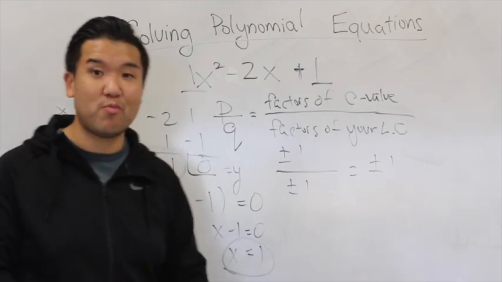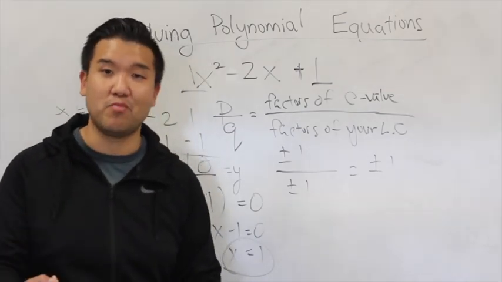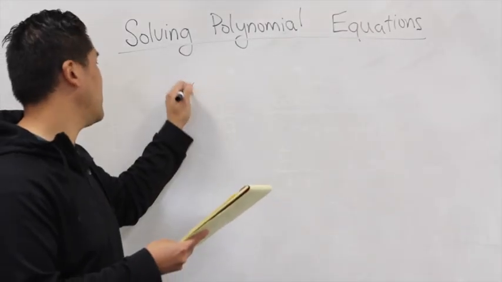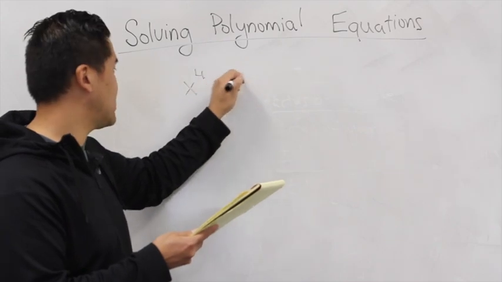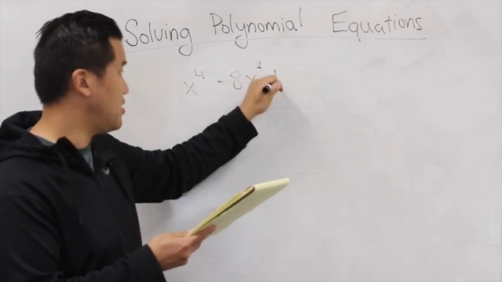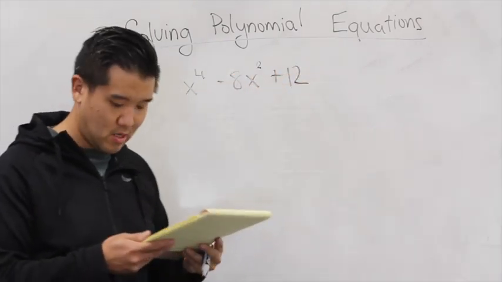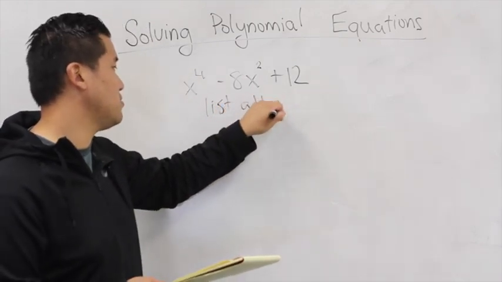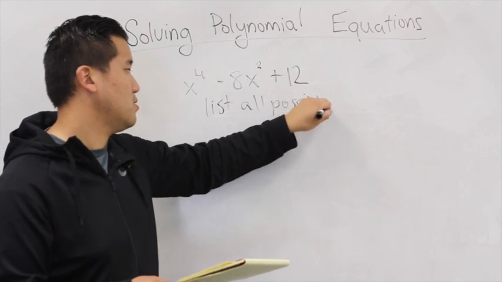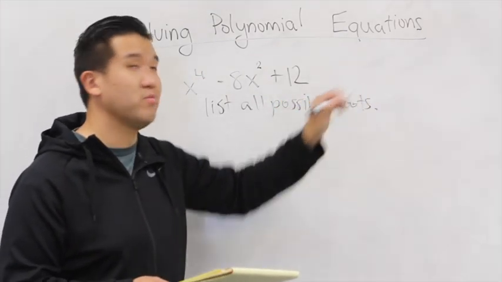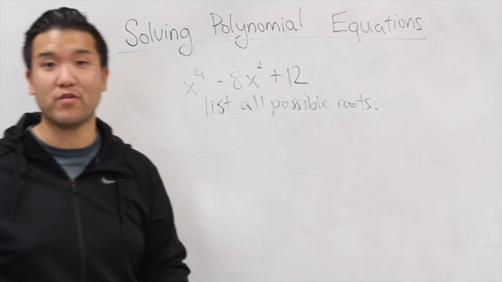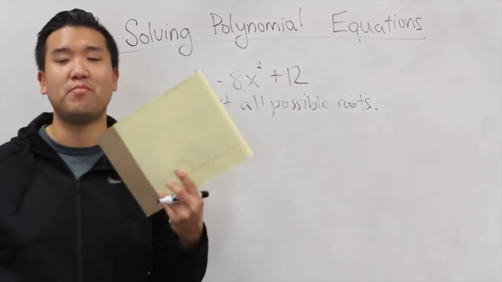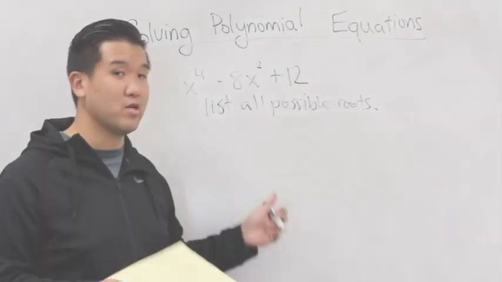Alright, so we're going to do our 3 problems: our basic, our intermediate, and our advanced problem. Good job. Alright guys, ready? Let's try this. If I give you x to the 4th minus 8x squared plus 12, I want you to list all possible zeros. List all possible roots. Roots, remember, just means x-intercept. So I want you to do P over Q, find all of them, and list them all out for now. Try your best, 30 seconds to a minute, go. Alright, welcome back, let's try this.